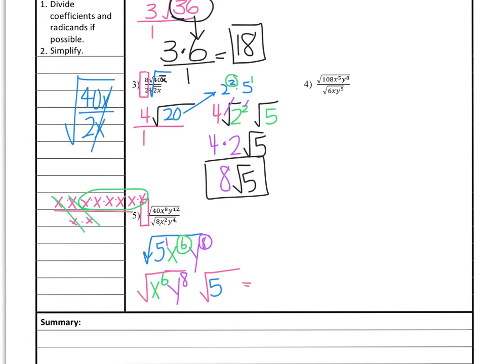So when we have this, we now know that we just simply take this even exponent and divide it by 2 when we take the square root. So that's going to be x to the 3rd. And then again take this divided by 2, so that's y to the 4th. And then of course square root of 5 stays.